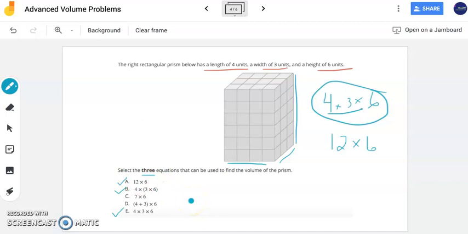It's important that you read the problem fully. Some of you went right to solving, but you really didn't need to solve at all. You could have just looked and seen what the question was asking for.